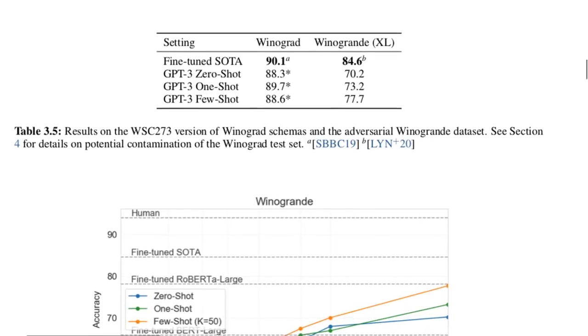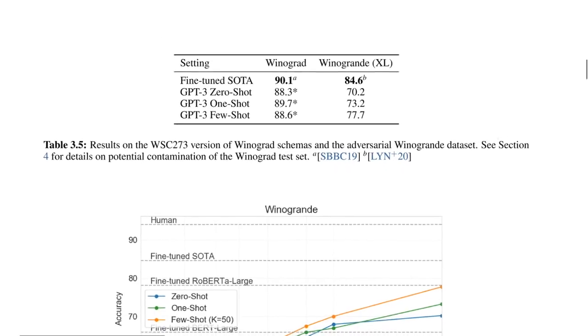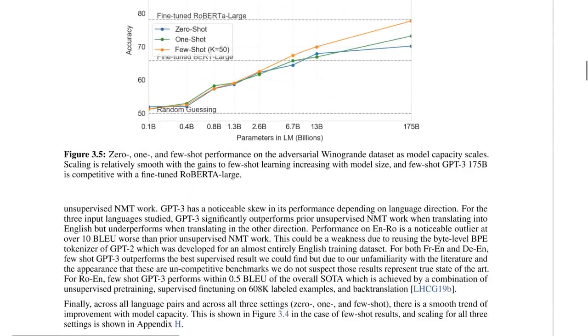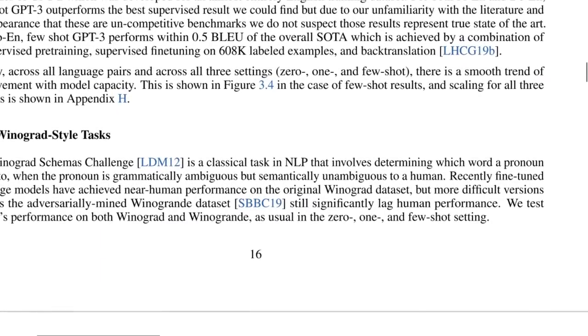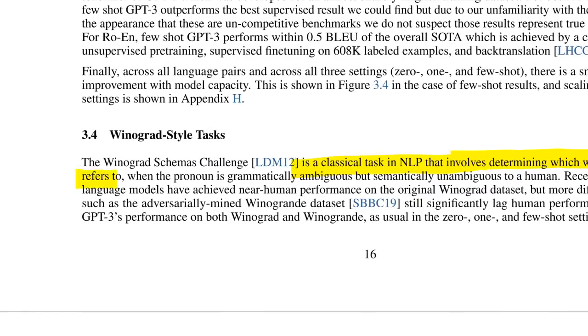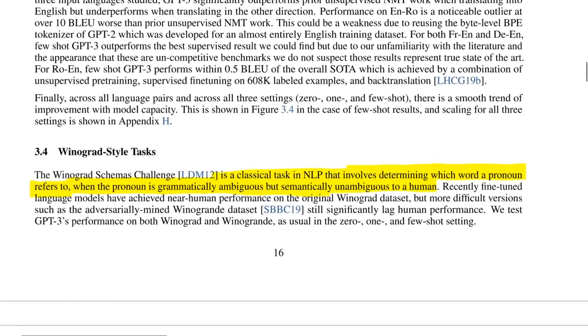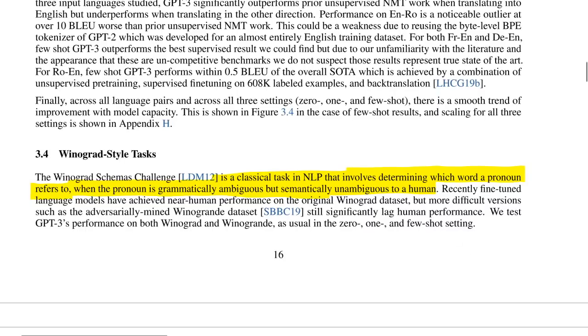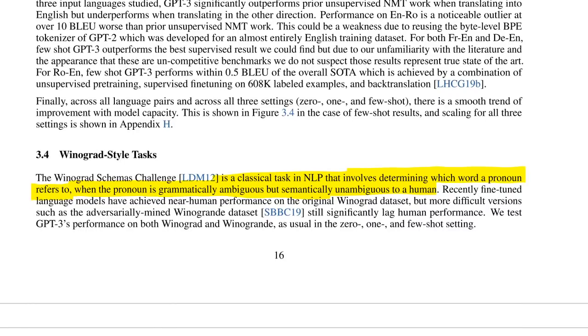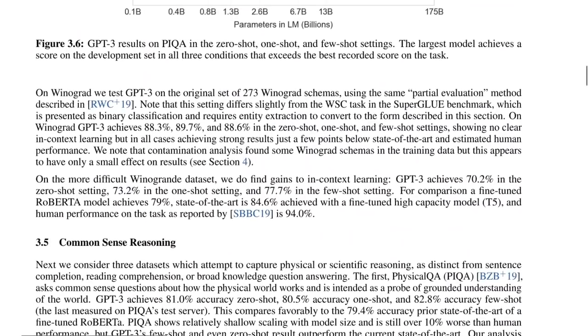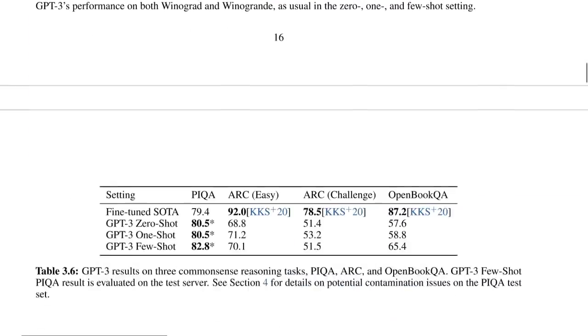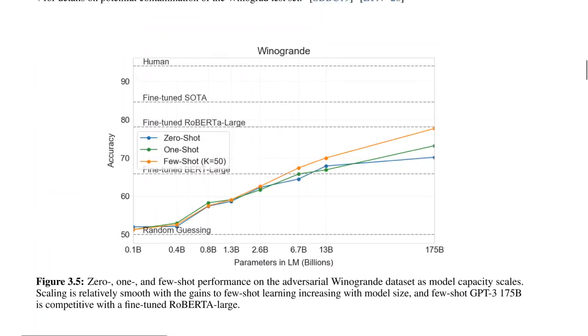Okay, the next thing is these Winograd schemes, where is the text? Here. It is a classic NLP task that involves determining which word a pronoun refers to when the pronoun is grammatically ambiguous but semantically unambiguous to a human. So these are sort of human-produced sentences where a pronoun could refer to multiple things. I don't have an example present, but where do we have the results?